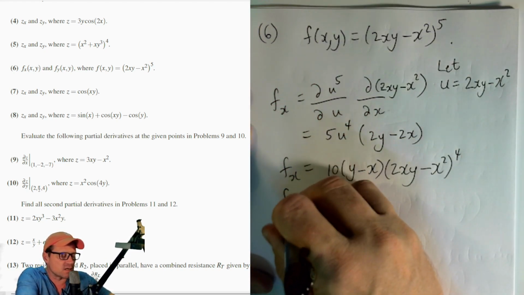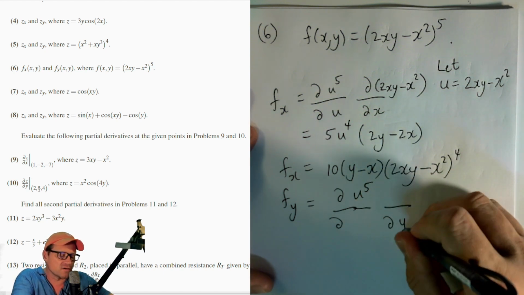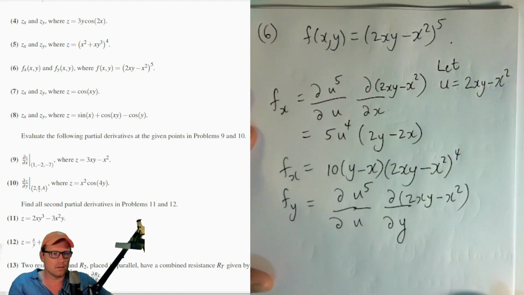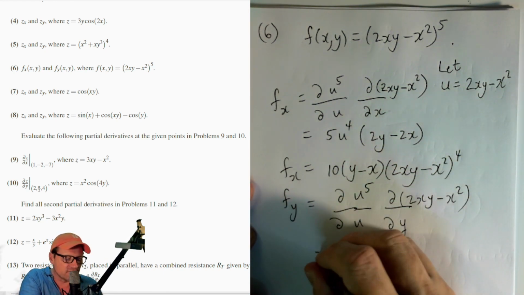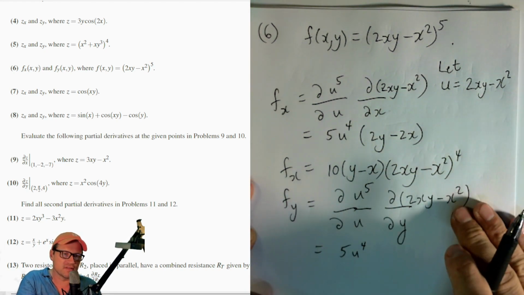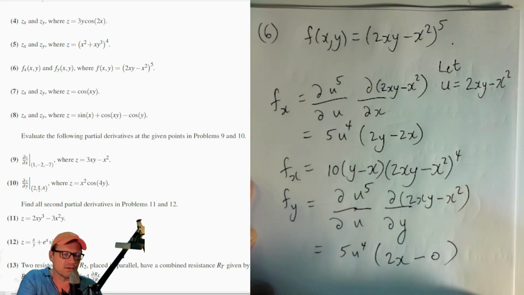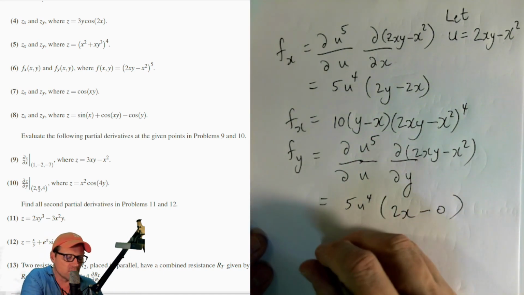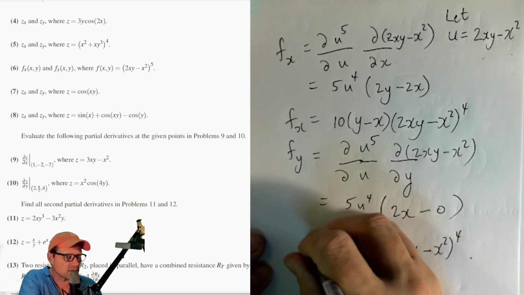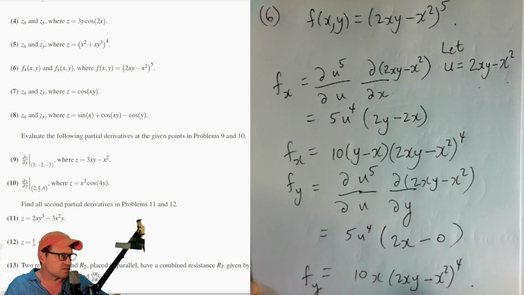So now let's do f subscript y. So again, we have u to the fifth, put the y over here because we're going to use the chain rule. Okay, and so again, this is 5u to the power of 4, and then the derivative of this with respect to y is 2x minus 0. And so we get 10x u to the power of 4, but this is u. Okay, and then we're done with that question. Okay, fantastic. Let's move on to question 7.